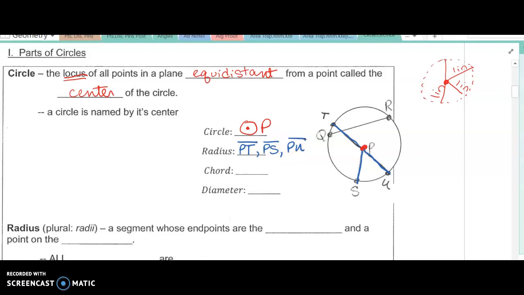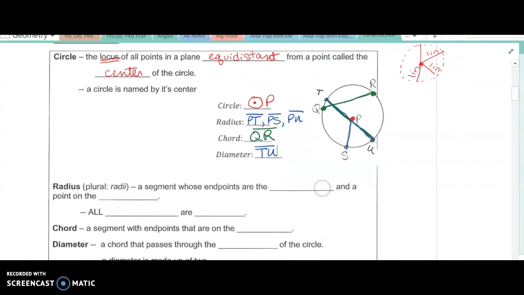A chord. Now that's a new term for us. A chord is a segment that goes all the way across the circle. One end is on one side of the circle and the other end of the segment is on the other side of the circle. So QR in this case is a chord. TU is another chord. And then a diameter is a specific kind of chord. It not only goes all the way across the circle, but it also goes through the middle of the circle. So let's write down some formal definitions for some of these.